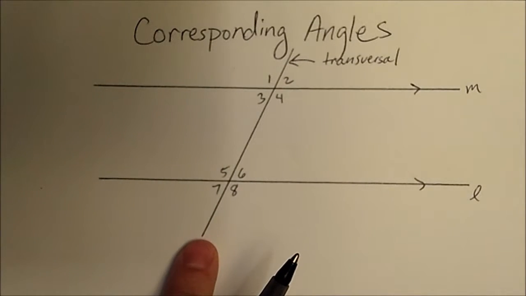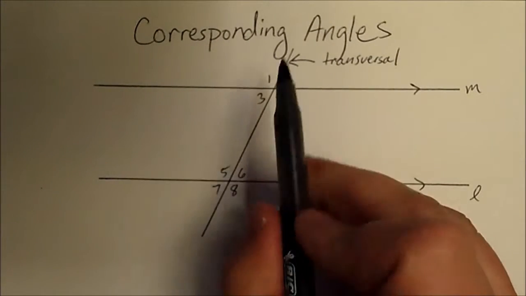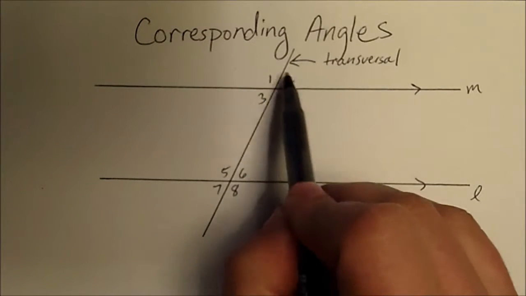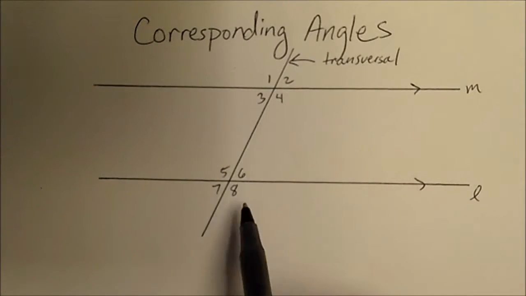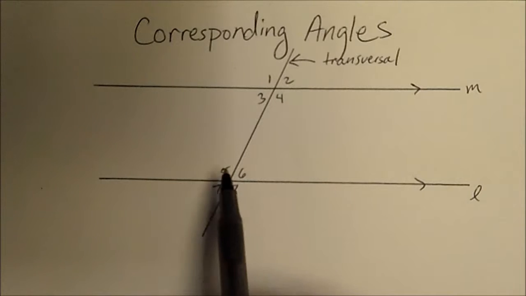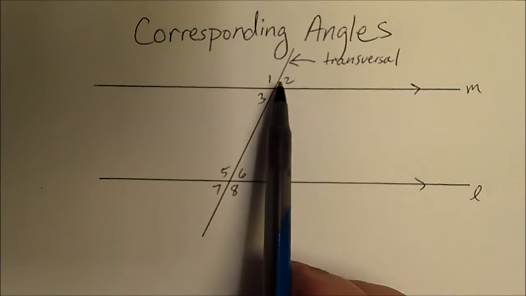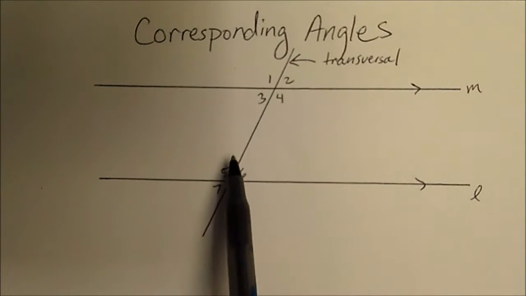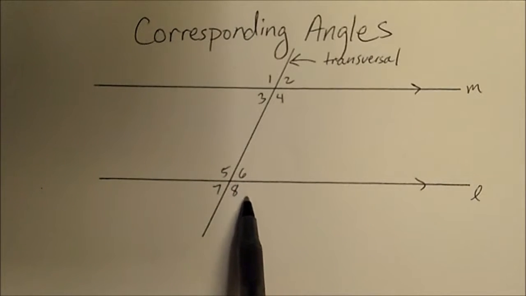And when the transversal crosses the parallel lines, that creates a group of 4 angles up on the top and a group of 4 angles down on the bottom. And I've gone ahead and labeled those 1, 2, 3, 4, 5, 6, 7, and 8.